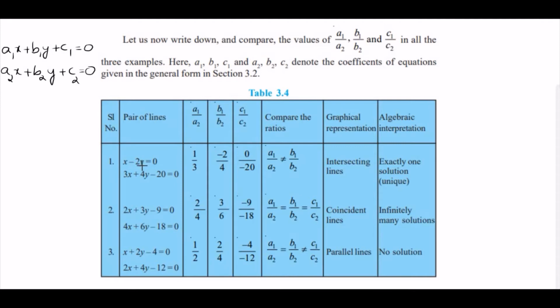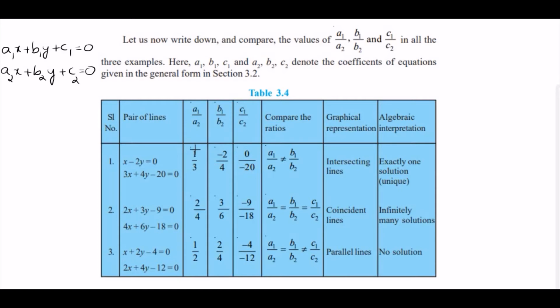Similarly, the coefficient of y in this linear equation is minus 2, and the coefficient of y in this linear equation is 4. So minus 2 by 4, that is B1 by B2. And C1 by C2, that is, C1 is 0 and here it is minus 20. So 0 by minus 20.